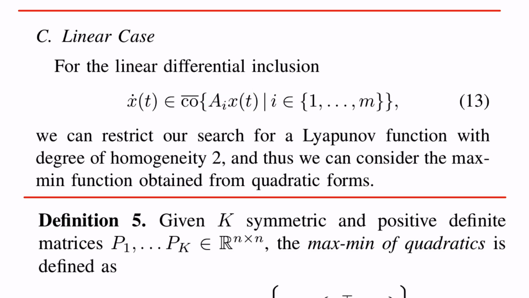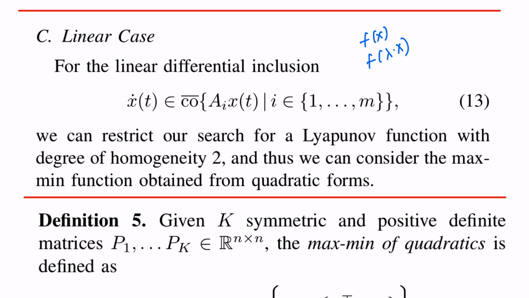All right, again the convex hull, and we have subsystems from A1 through Am. We can restrict our search for a Lyapunov function with degree of homogeneity 2. What does that mean? Okay, here let's say you have function x, and then you look at f of lambda x.